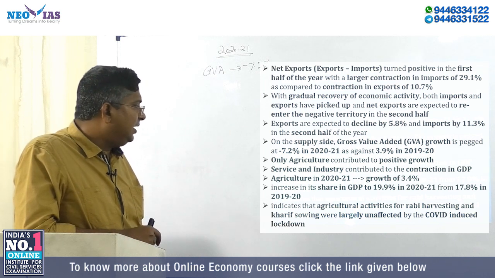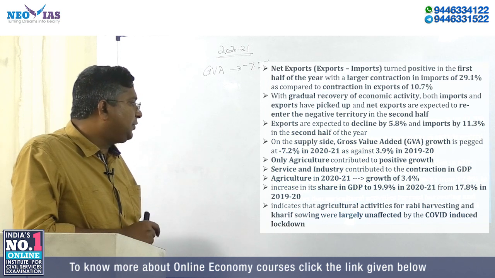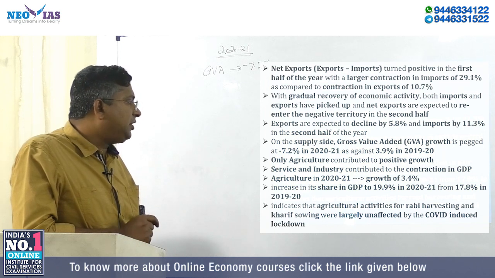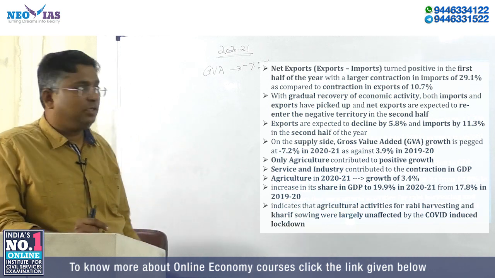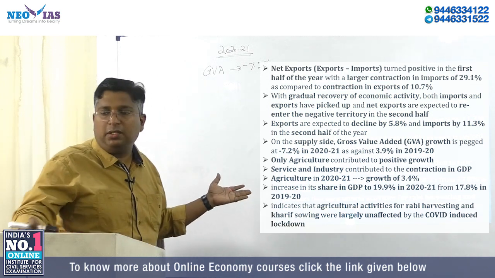It says that the agricultural activities for rabi harvesting and kharif sowing were largely unaffected by the COVID-induced lockdown. We already discussed this. I'm just showing what is mentioned in the economic survey.